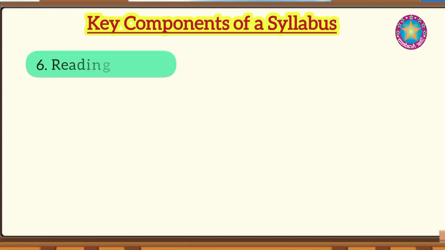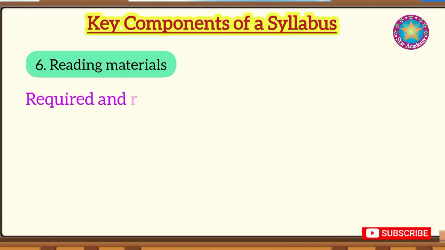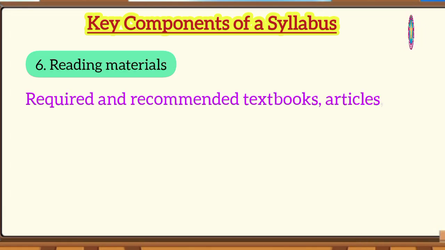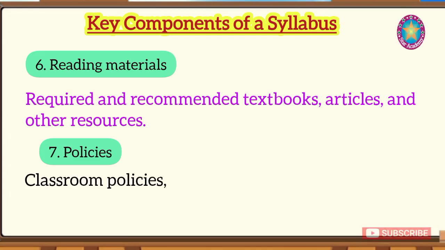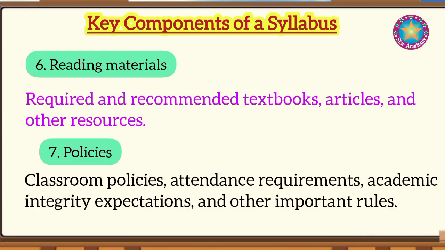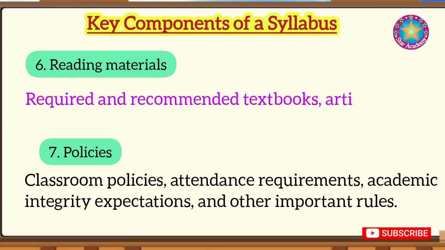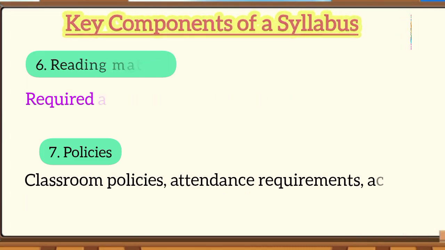Number six, reading material: required and recommended textbooks, articles, and other resources. And number seven, policies. Classroom policies, attendance requirements, academic integrity, expectations, and other important rules.